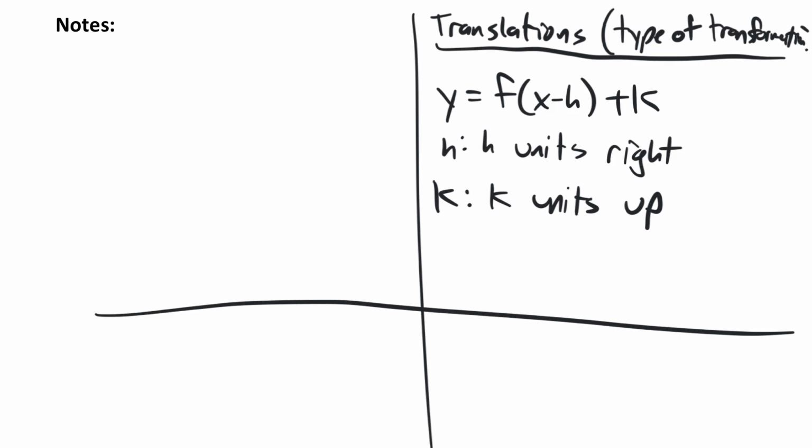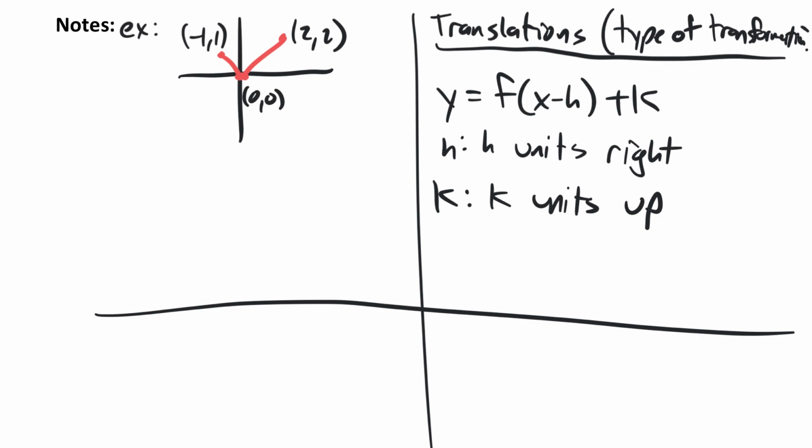So as an example here, I'm going to make a little graph for you, just something nice and simple. We're going to have a little check mark. So this has the points (-1, 1), (0, 0), and (2, 2), just a nice little check mark. And let's do the transformation. I'll write it in blue: y equals f(x minus 2) minus 5. So go ahead and pause the video and graph that transformation.